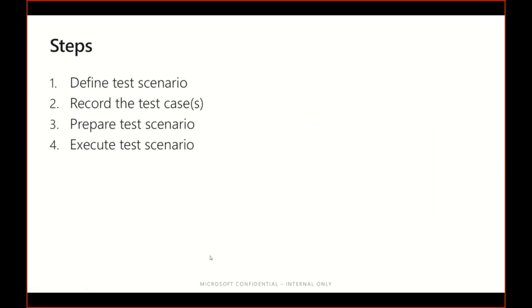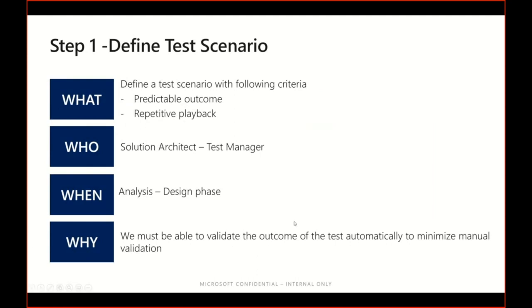So let's look a little bit into the first one. Step one, define a test scenario. Basically, what we need is a test where we can predict what the outcome will be, and we must be able to repeatedly play it back, making sure that every time we can verify that the scenario is still running as expected.